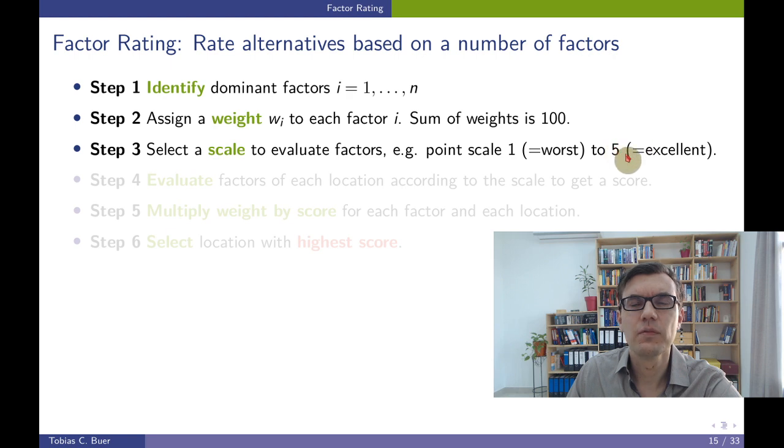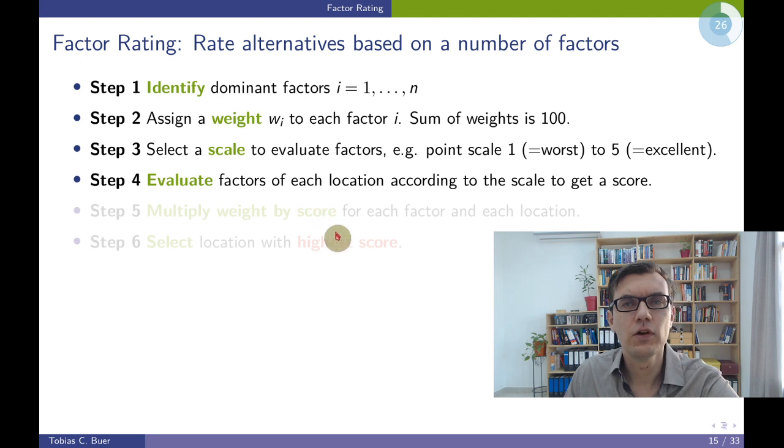where 5 is the highest rating and 1 is the lowest rating. This is just an example, this point scale. You could also use other ratings. For example, in my coursework assessments, I always assign you points between 1 and 100.